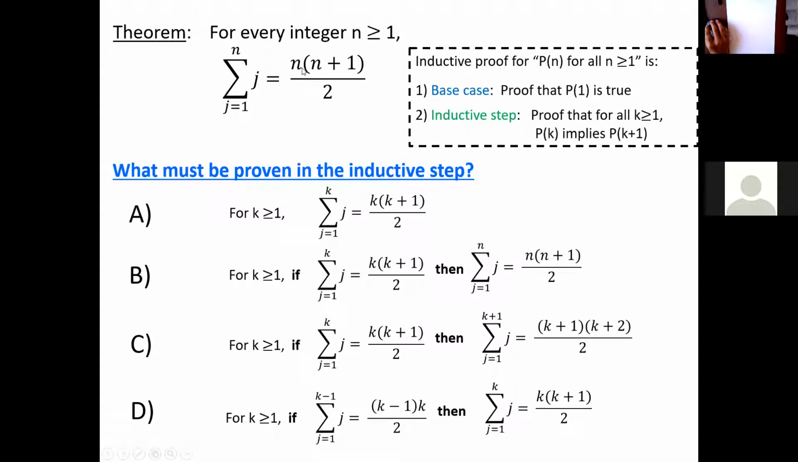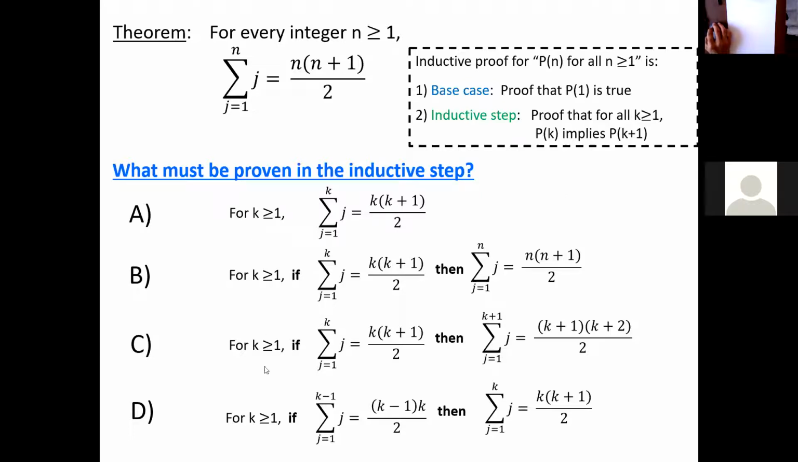Now, what about the inductive step? In the inductive step, we have to prove that for all k, this predicate instantiated with k, this equality for n equal k, implies that this same equality, but instantiated now with k plus 1, holds. So which of these matches this pattern?